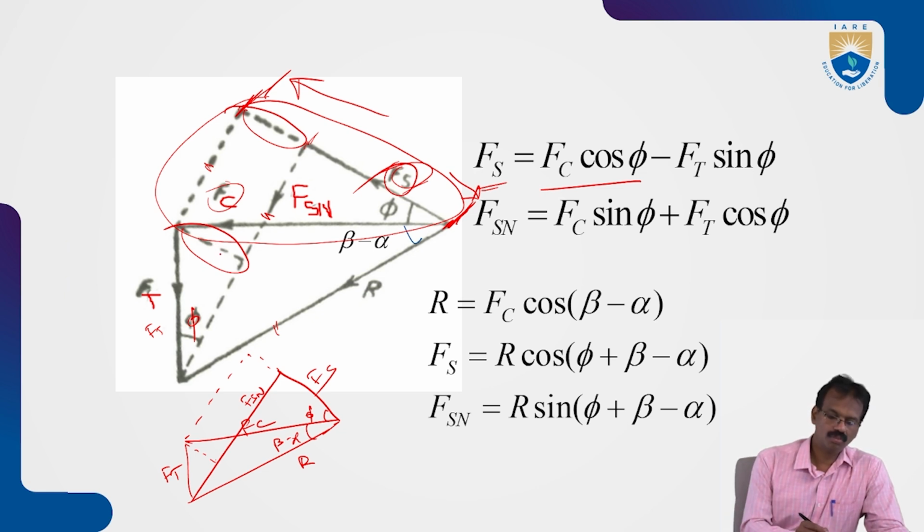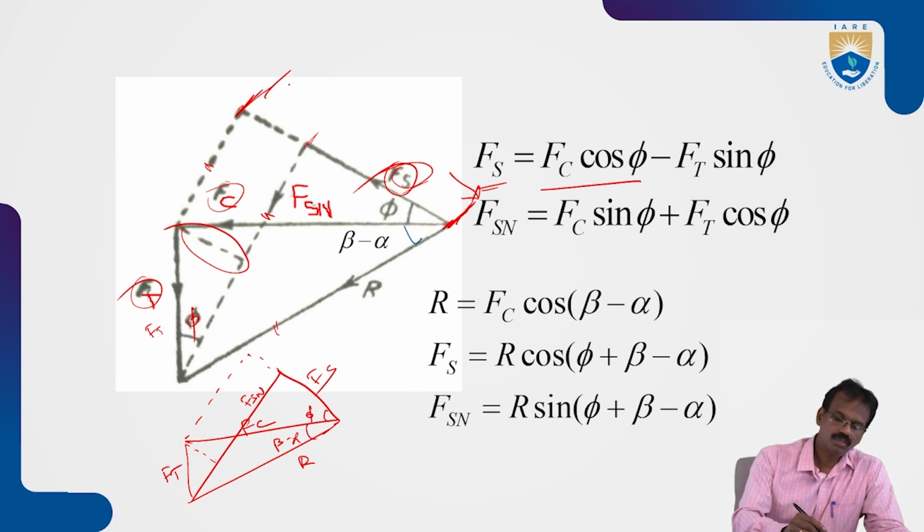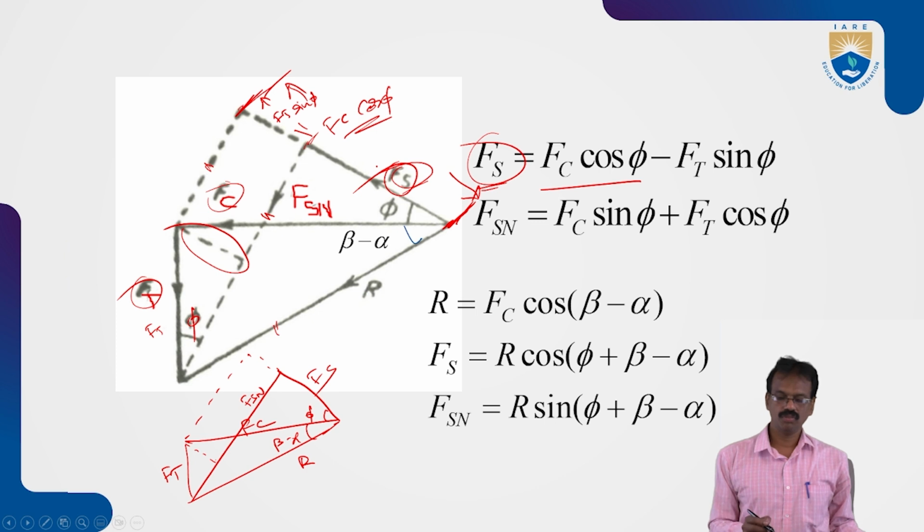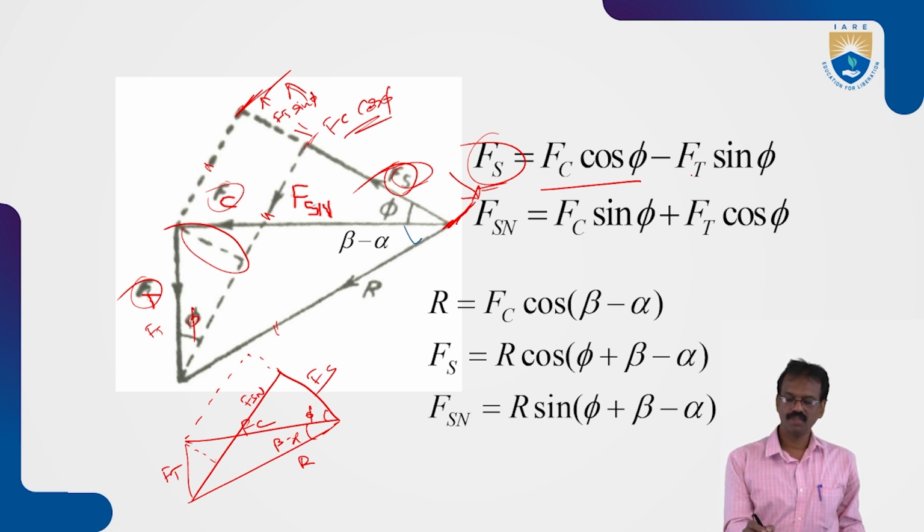So this distance is equal to automatically Ft sin phi. So this total distance is equal to Fc cos phi according to this Fc triangle. This distance is equal to Ft sin phi, and you just have to subtract this from the total Fc cos phi. So the formula of Fs is equal to Fc, the cutting force, cos phi minus Ft, the thrust force, into sin phi. This is the formula.